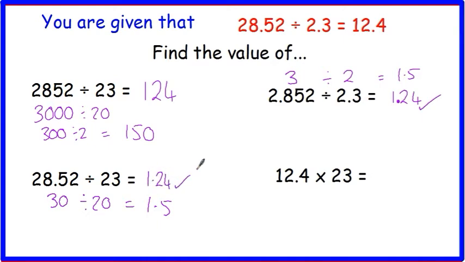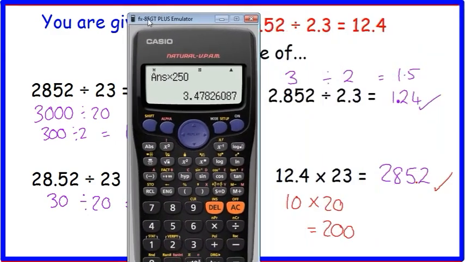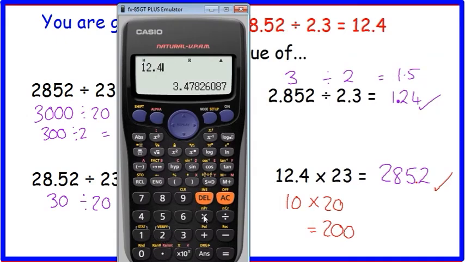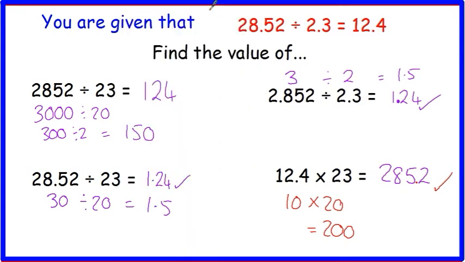Now the last one, a bit more advanced. I am multiplying this times this gives me this, so I know my answer has to have 2852 in it. Just do my 10 times 20, it's 200. So where would I put that to be 2.8, too small, 28, too small. I'm going to call it there, 285.2. Let's just check that one. 12.4 multiplied by 23 is 285.2. So there is that idea.